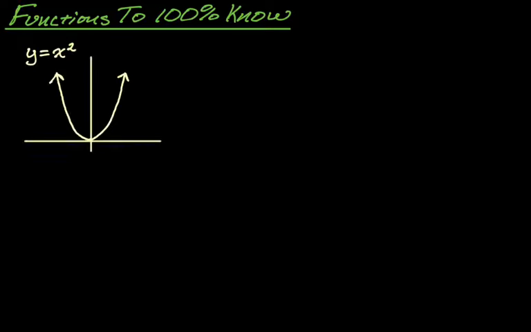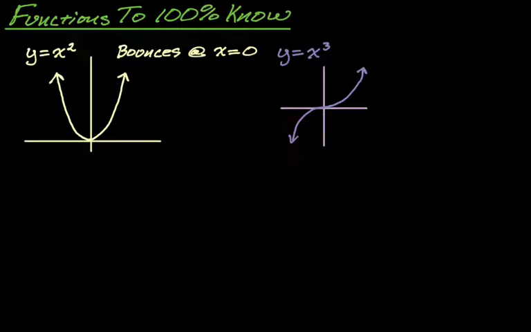Next up, y equals x squared. Also, not much to say about it other than it bounces at x equals 0, and that actually is an important characteristic to get used to. It has what's called a double root there, and that's its graph. So all even polynomials eventually kind of look like x squared, which is what I think is the most useful part. Similarly, y equals x cubed is an odd polynomial, right?